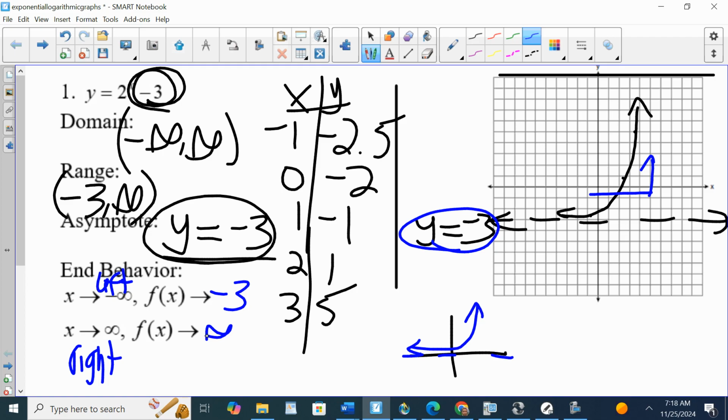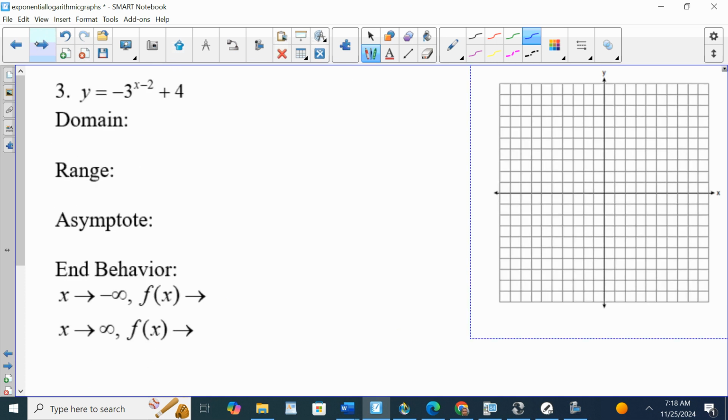I need a horizontal asymptote. It's the vertical shift or the repeated value in the table. Domain's always negative infinity to infinity. Range is bottom to top. It'll vary depending on what's happening to the graph. And end behavior, one of them will be the asymptote, and the other one will be either positive infinity or negative infinity, depending on how it's transformed.